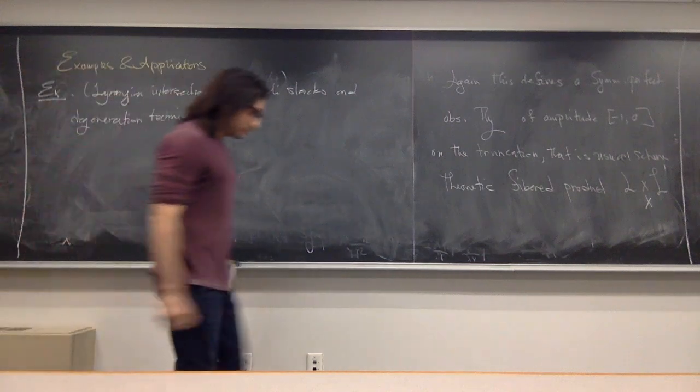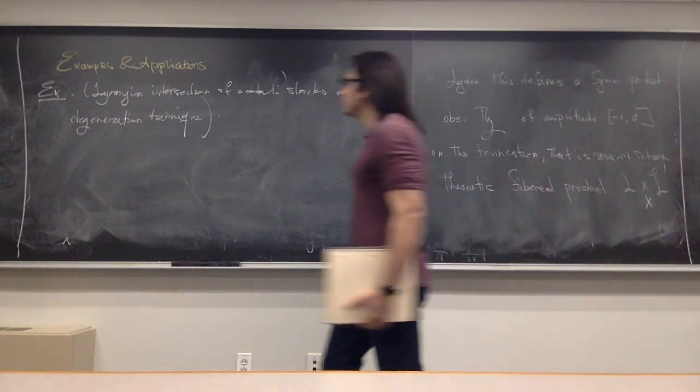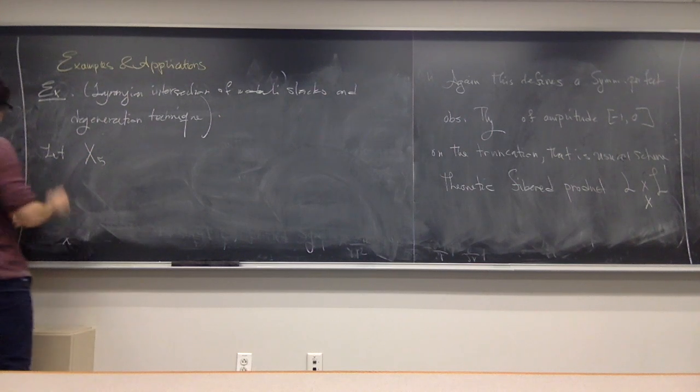So this is the sheaf theoretic analog of Li's degeneration. Of course, he has worked it out for ideal sheaves and certain objects in the derived category, but you're going to do it for perfect things. So let us start with the following. Let X5 be the quintic threefold.